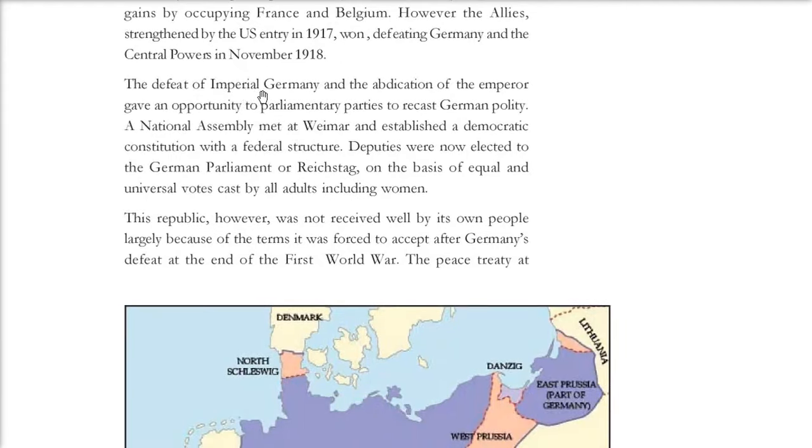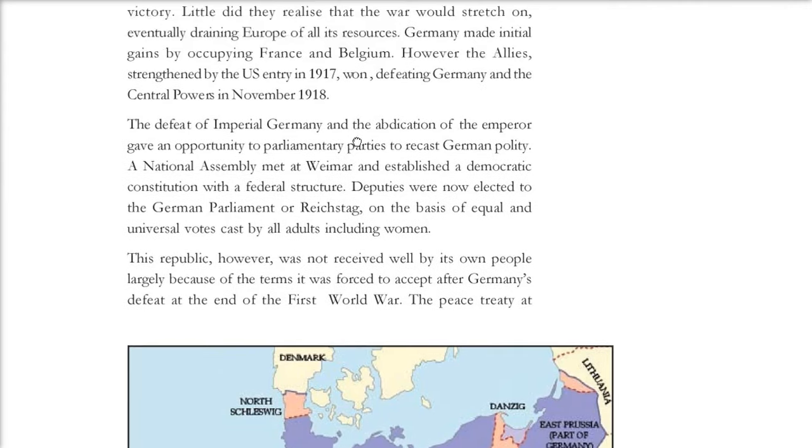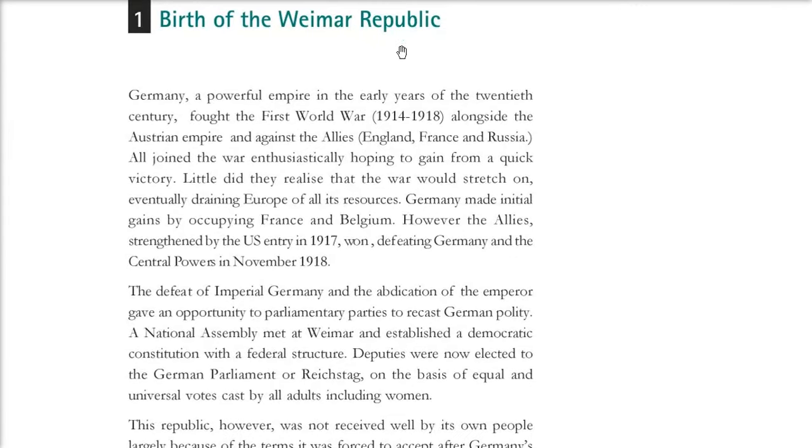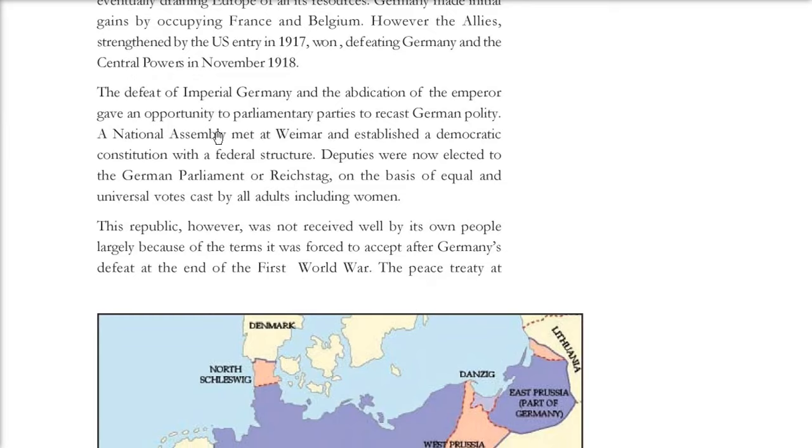Now after the defeat of Imperial Germany and the abdication of the Emperor, it gave an opportunity to parliamentary parties to recast German politics, because Germany had been defeated. So a National Assembly met at Weimar. That is why we call it the Weimar Republic.